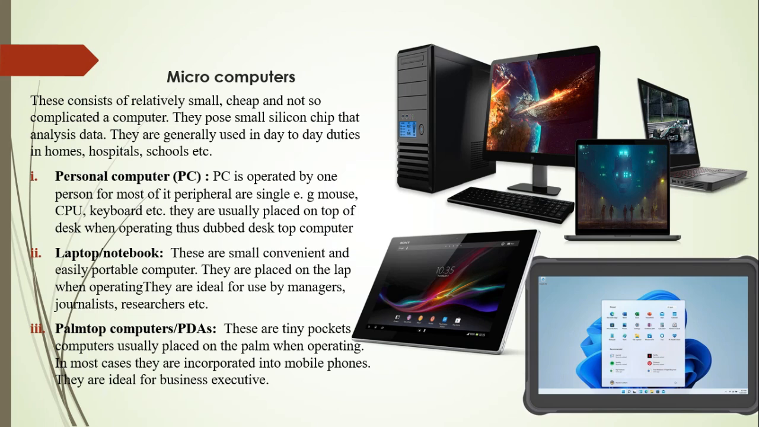Number 1 example, we have personal computers operated by one person. Most of its peripherals are single. We have, for example, the CPU, keyboard, etc. They are usually placed on top of a desk when operating. That is why they are called desktop computers. Then example number 2, we have the laptop or notebook. Laptop comes from the word lap, where they are placed when operating. They are used by managers, journalists, researchers, etc.